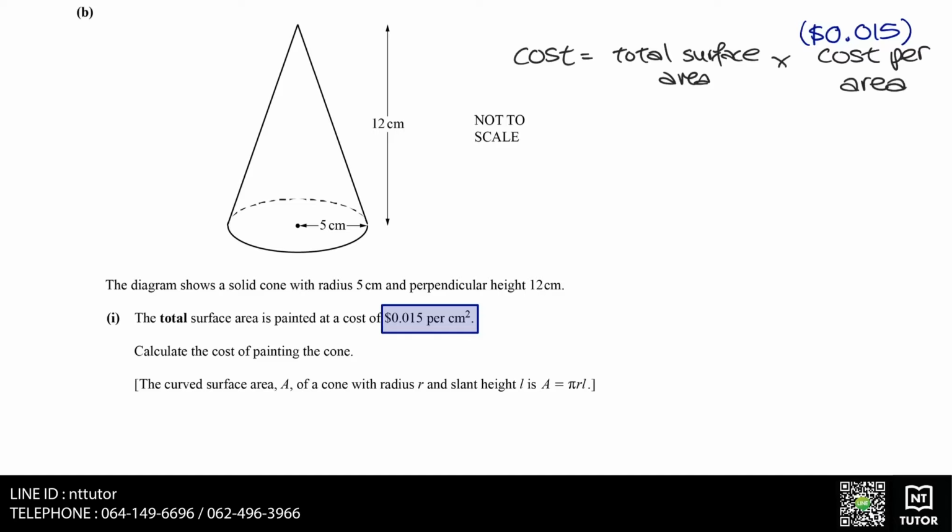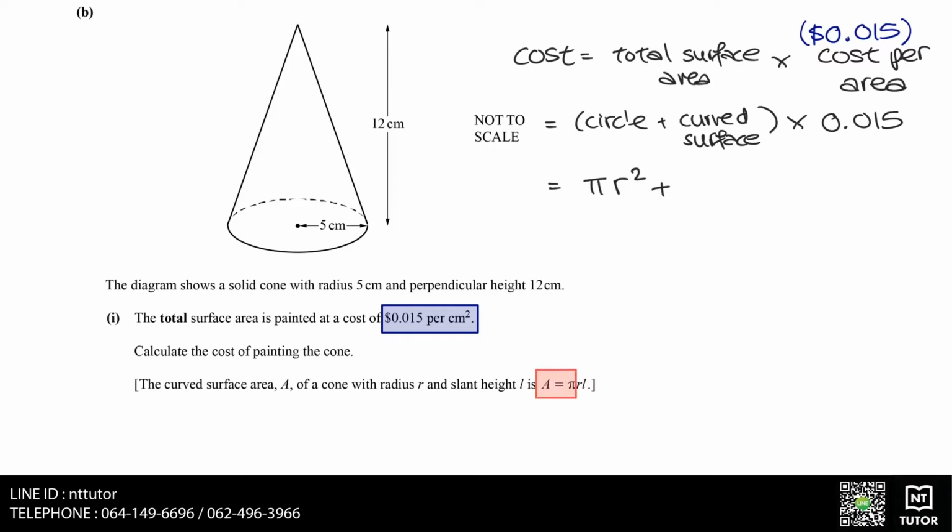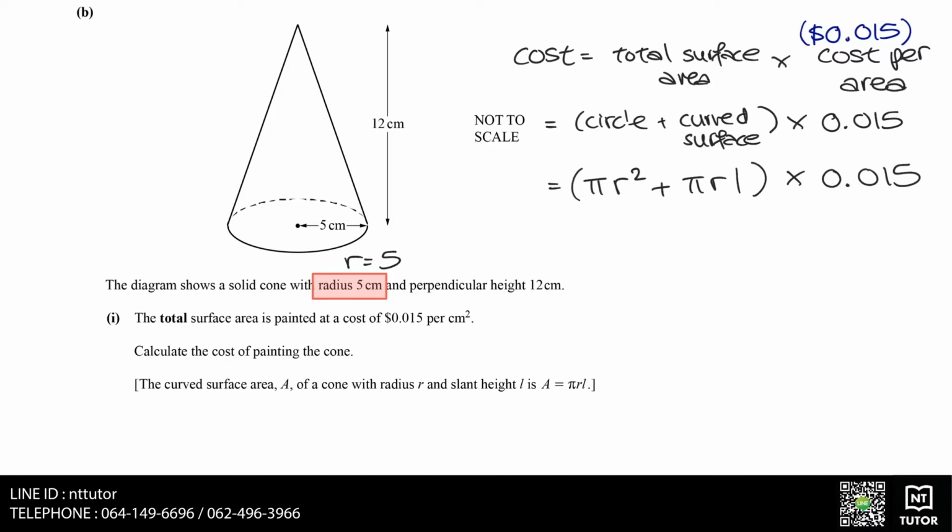A cone has two faces, so the total surface area would be the area of the circle at the bottom plus the area of the curved surface. The area of a circle we all know is pi r squared, and the area of the curved surface the question gave us a formula for, which is pi r l, where l is the slant height of the cone. The radius r is given in the question as 5 centimeters, but we do not have a value for the slant height, so we need to find out the slant height first.